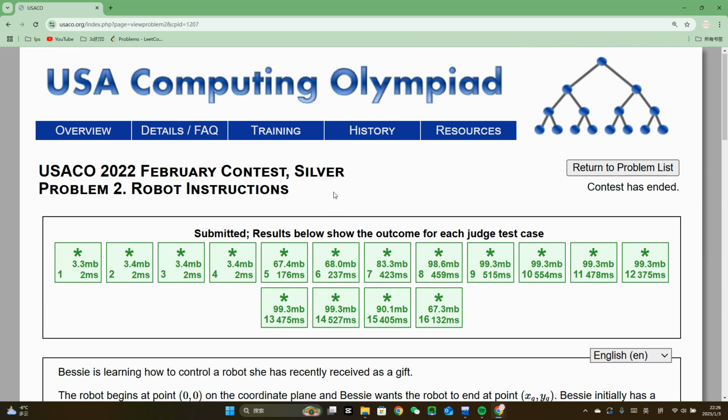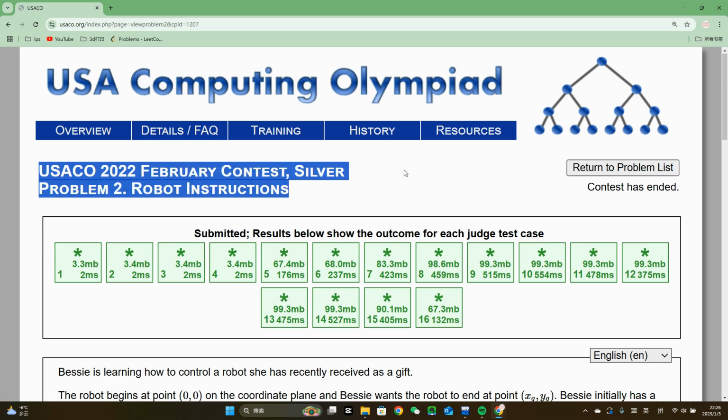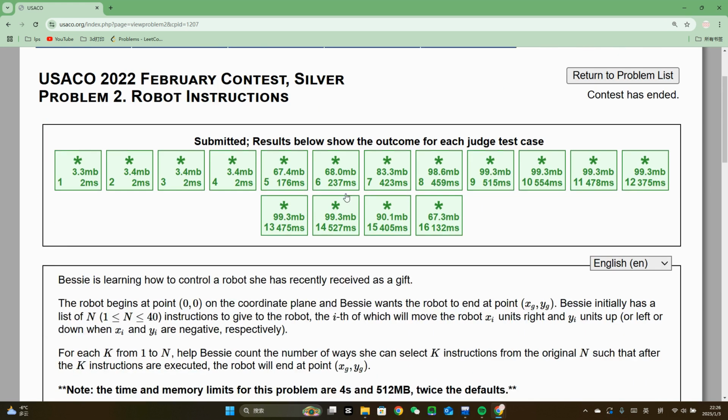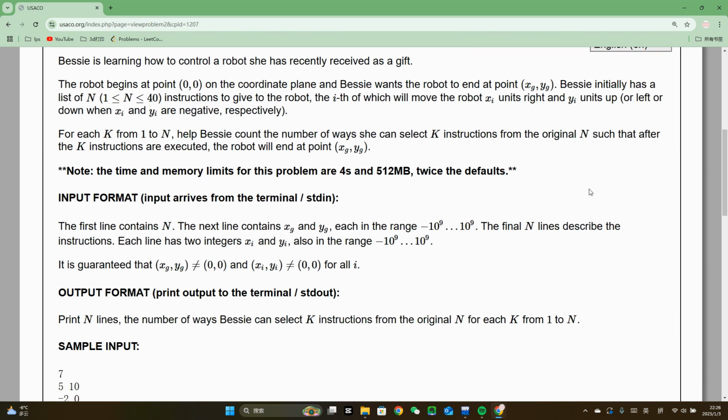The problems are hard, but they're not actually good. They're just kind of disgusting in terms of both the thinking and the coding. But anyways, back to the problem we're looking at today: the USACO 2022 February contest silver problem 2, robot instructions. You can first look at the problem yourself.